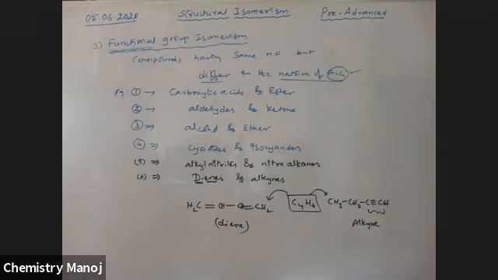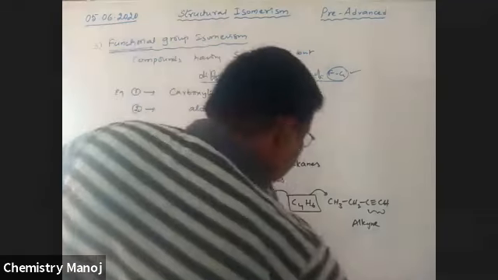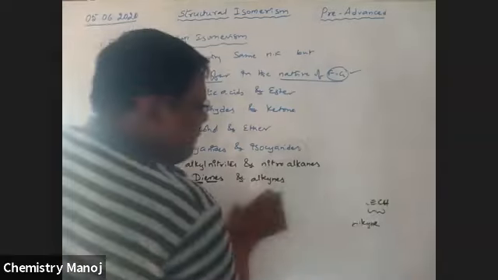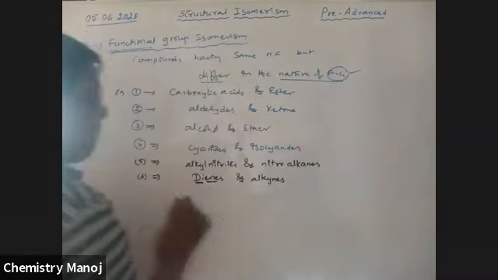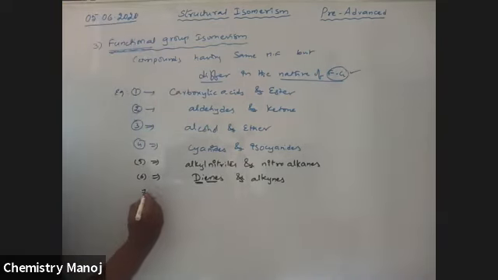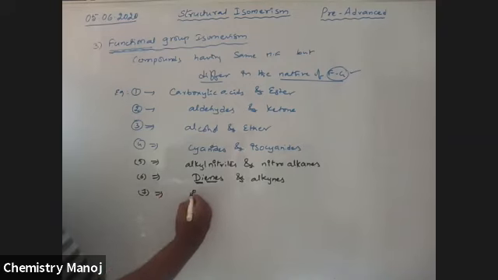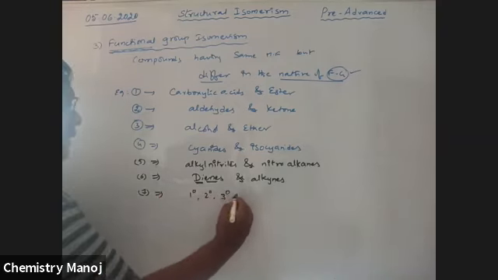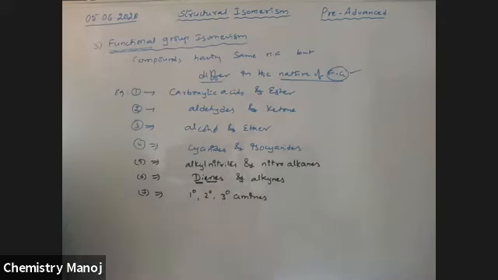Next one. So this is one class of compounds. Next one: primary, secondary, tertiary amines are functional isomers. So how to write these primary, secondary, tertiary amines? Now I am writing here.